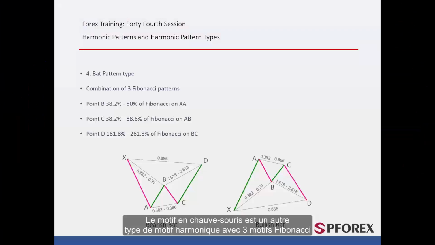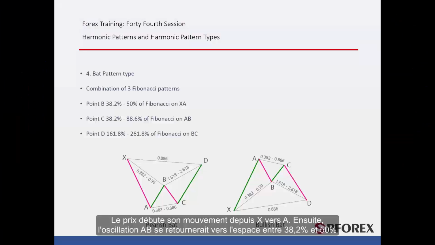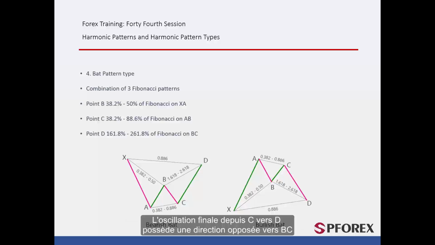A bat pattern is another harmonic type with 3 Fibonacci patterns. Price starts its movement from X to A, then a B swing would return to a region between 38.2% and 50%. The trend returns from B to point C, which is between 38.2% and 88.6% of the Fibonacci AB. The final swing from C to D has an opposite direction to BC.